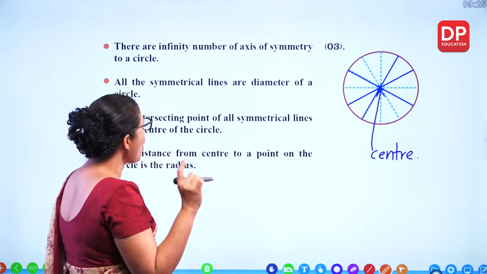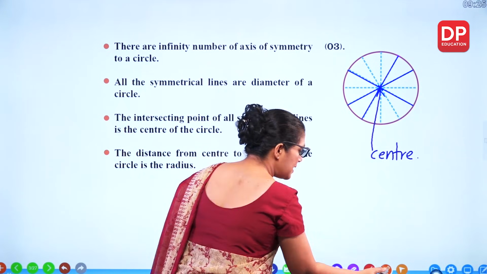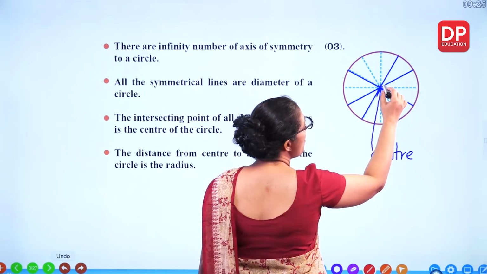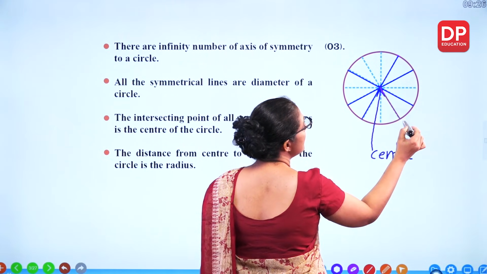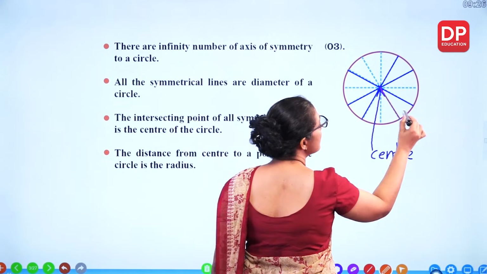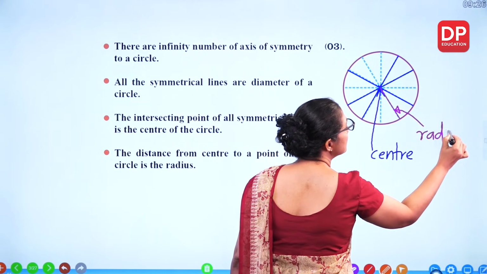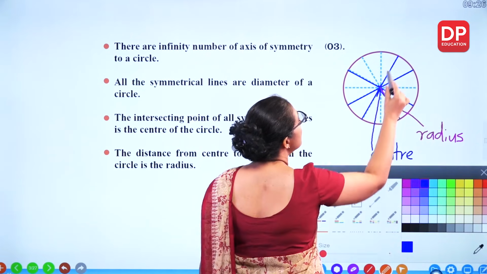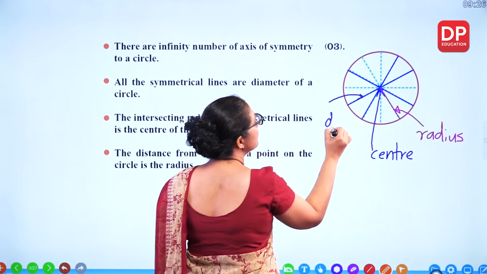The distance from the center to a point on the circle is the radius. So where's the radius? From the center to any point. So this is the radius of a circle. And where's the diameter? I'll write, this is the diameter.